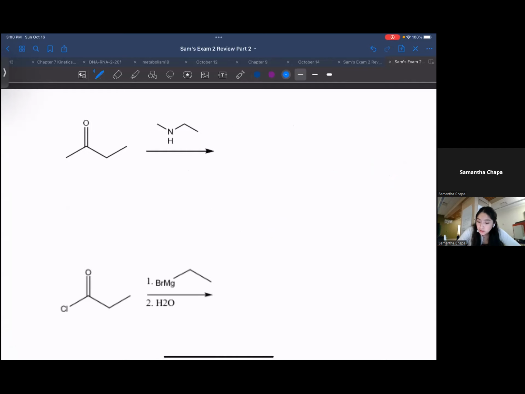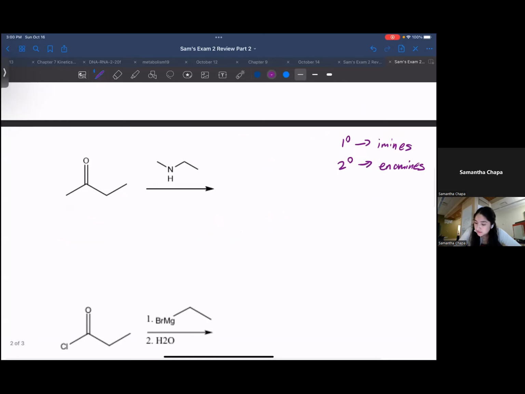Then for this one, again, remember the chart. So like the primary amines are going to make imines. Secondary amines are going to make enamines. And this is an example of what an imine looks like: a carbon double bond to nitrogen. And a carbon-carbon double bond, one carbon away from the amine, right? That's an enamine.